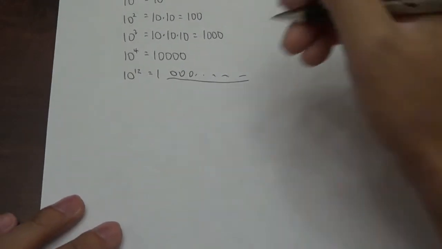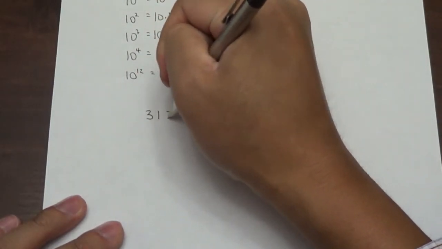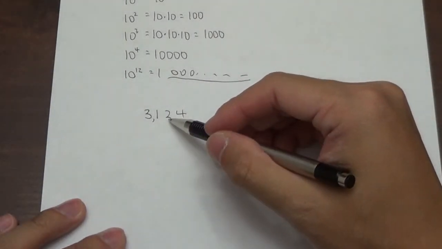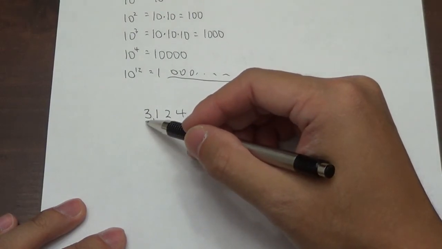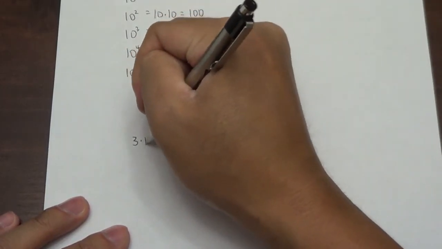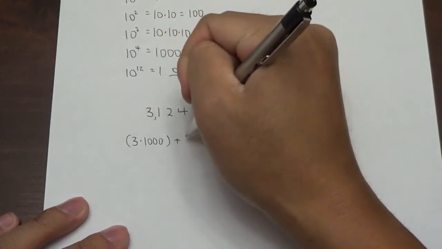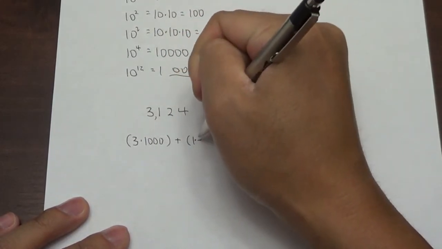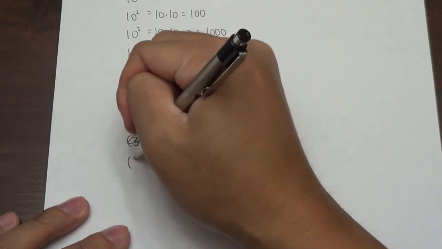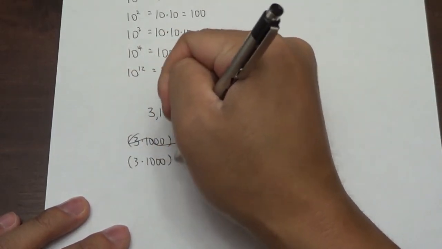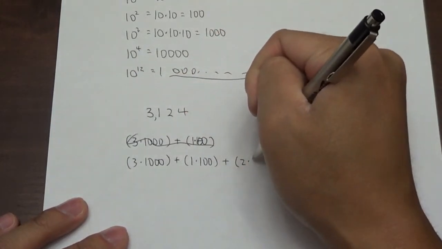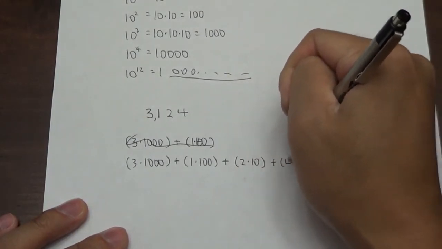So when we talk about place values, if we have a number like 3,124, that's the ones place, that's the tens place, the hundreds, and then the thousands. We can expand this into 3 times 1,000 plus 1 times 100. Now we rewrite that: 3 times 1,000 plus 1 times 100 plus 2 times 10 plus 4 times 1.